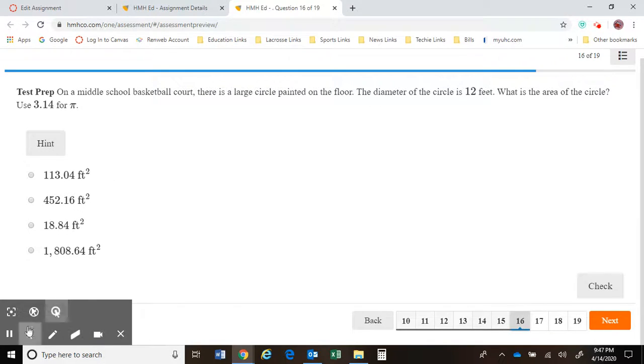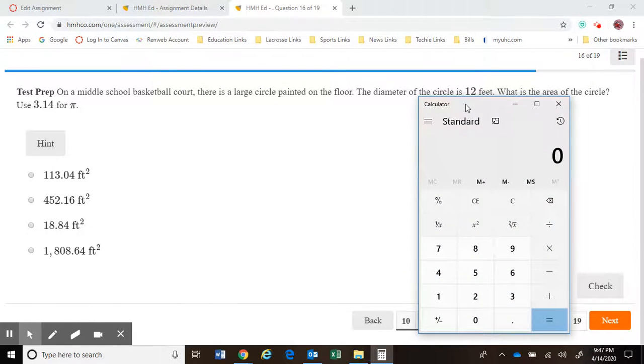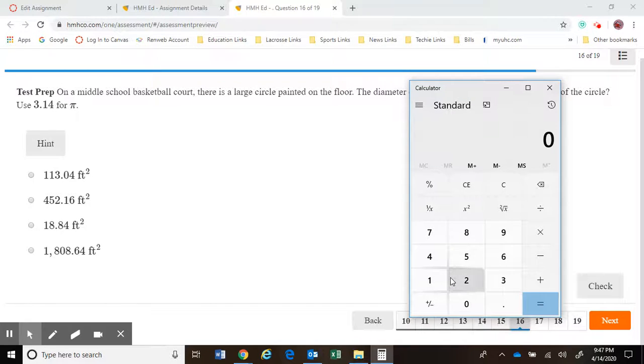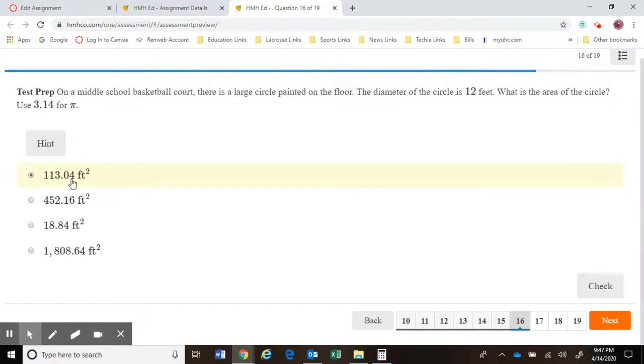Got a middle school basketball court here. There's a large circle painted on the floor. The diameter of the circle is 12. What's the area? Okay, so I've got the diameter. I need to know the radius. So let's see, what must I do? Well, that's right, divide by 2. So 12 divided by 2, that's 6. And pi r squared, 6 times 6 times 3.14. There's my answer, right? 113.04 feet squared.